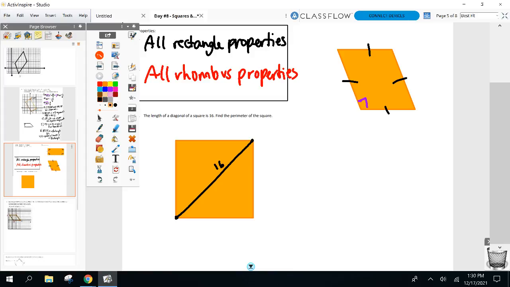This is a square. One diagonal is 16. What's the perimeter? There's your little 16 diagonal. I should just be assuming you guys know this, but I do have to ask: what's perimeter?